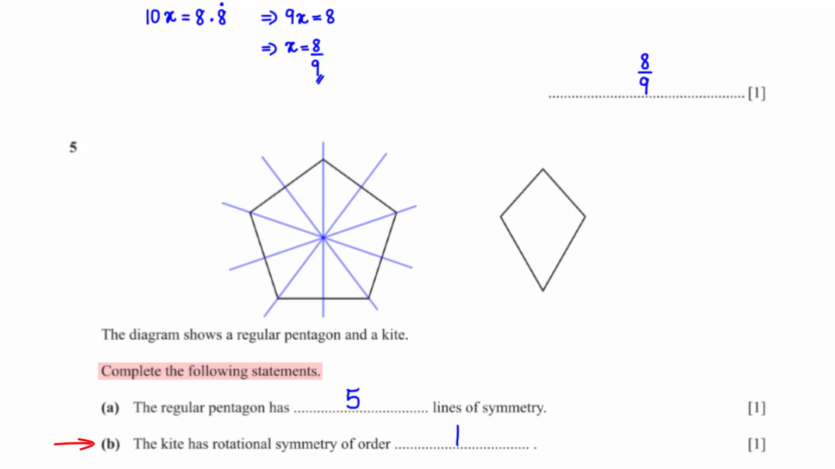The kite has rotational symmetry of order blank. The order of rotational symmetry of a shape is the number of times the shape looks exactly like the original when it is rotated through 360 degrees. When a kite is rotated, it only looks like the original when it is rotated 360 degrees. So its order of rotational symmetry is 1.